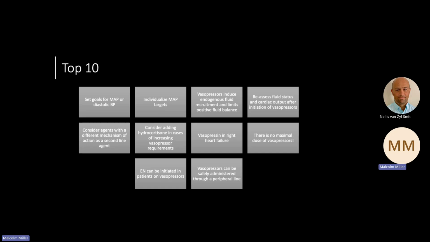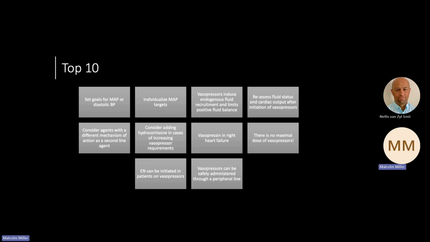We can talk about how to initiate enteral nutrition in patients on vasopressors, but it's not a contraindication, particularly if we've stabilized them and their septic shock is under control and we're starting to see their vasopressor requirements decrease. It's often an appropriate time to introduce enteral nutrition.